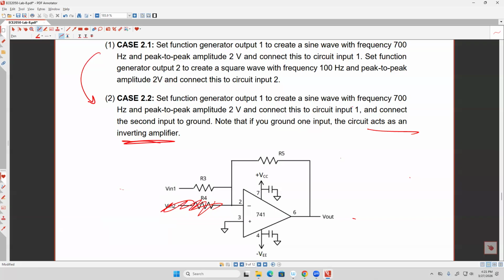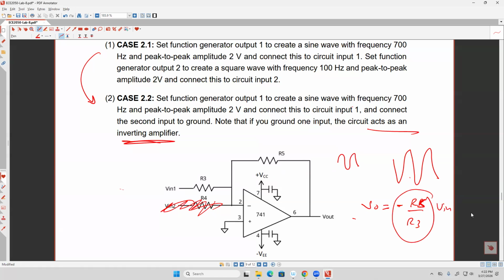You will see when you have an input this way, the output will be this way. That's what I taught in the lecture. Is that true or false? This is the relation: R5 divided by R3 times V input 1. See if this is true or not. Is what I explained here true? When this one is positive, this one should be negative because you have a negative here. That's what you have to do in the second part.